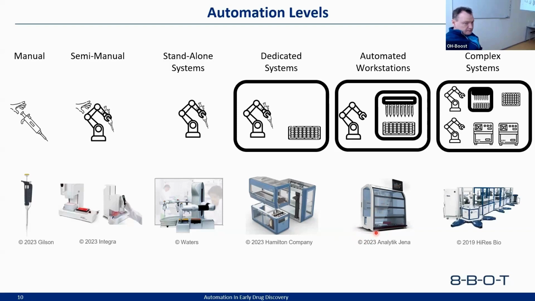And at the end, you have these complex systems, and there you can put in everything you like. What you see here is an example from HiRes Bio. Quite a nice concept. They have different modules in a hexagonal shape, and you move your modules to a central arm. So if you need a device, you don't have to build a new system. You just slot it into the robot arm and start with your new setup. Working well. Nice company. Very expensive.